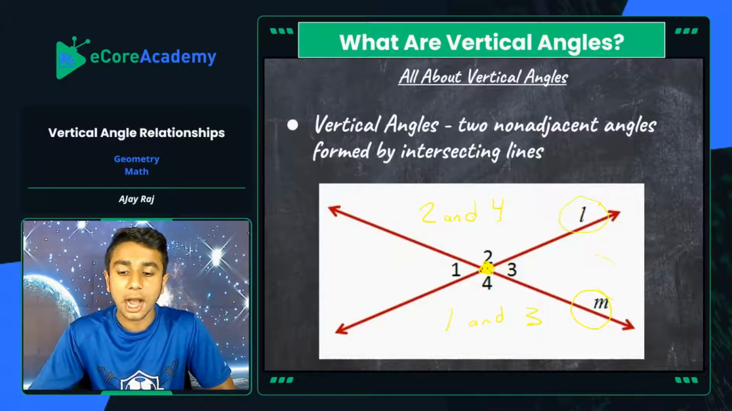So that's basically saying opposite angles. As you can see, 1 is on the direct opposite side of the point from 3, so they're a vertical angle pair, since they're the only two non-adjacent angles for each other in this case.